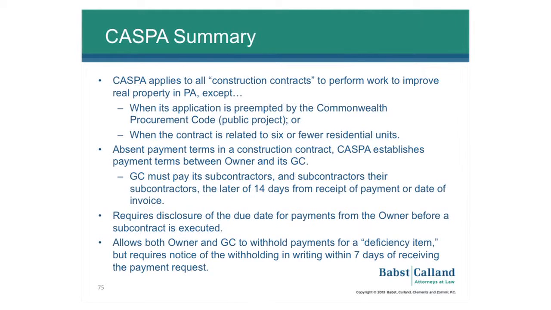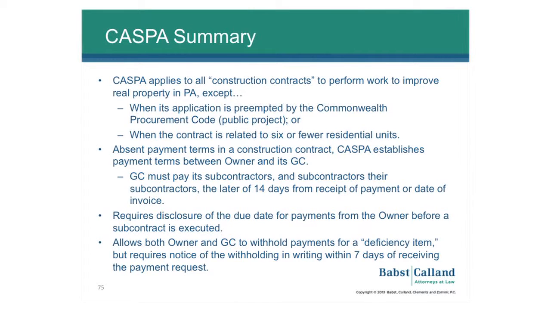So we thought that even though the opinion was withdrawn, it still warranted some discussion. What we're going to talk about today is a brief summary of CASPA and then the Scungio Borst case. As most folks that deal with CASPA know, this applies to all construction contracts to perform work on real property in Pennsylvania, except when it's preempted by the Commonwealth Procurement Code, in other words, it's a public job, or if the project involves 6 or fewer residential units. So it's typically a commercial project statute more often than not.